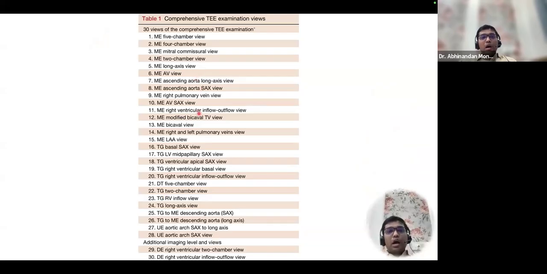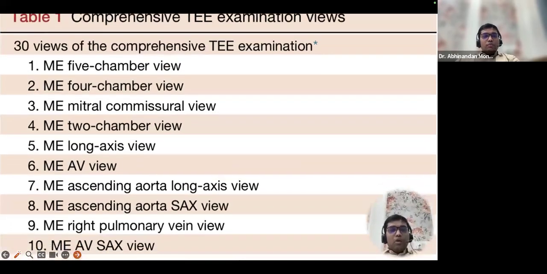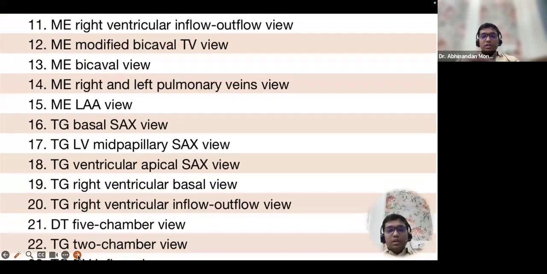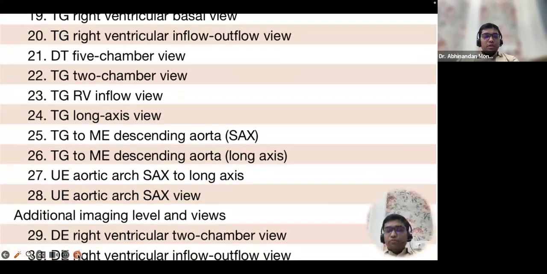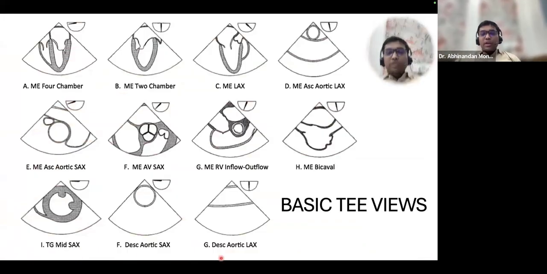So currently in our scenario, these are the 30 views of a comprehensive TEE examination. Right now there are not 28 views, there are 30 views of comprehensive TEE examination. Don't get intimidated by seeing this very big list. I'll be discussing each and every view one by one. Out of these 30 views, we will be dividing the entire set, and at first we will come to the basic TEE views. So what are the basic TEE views?